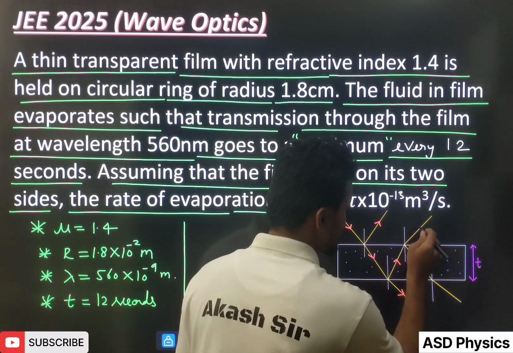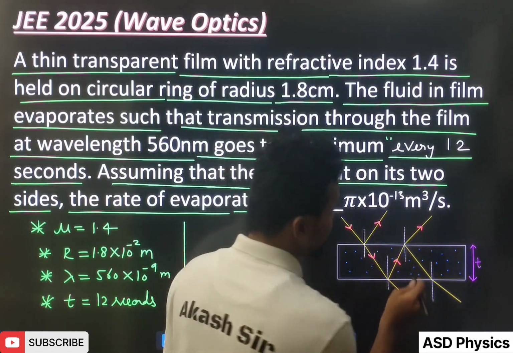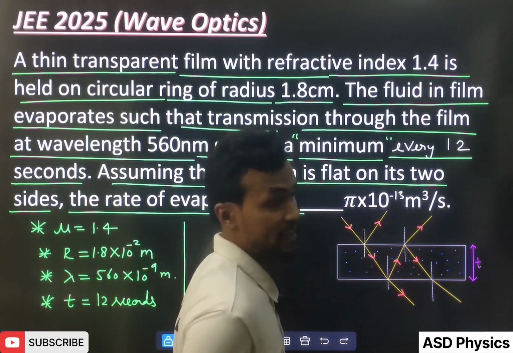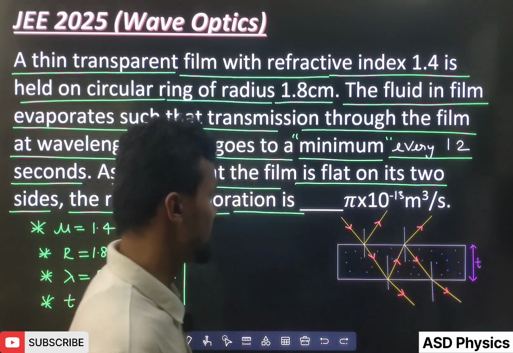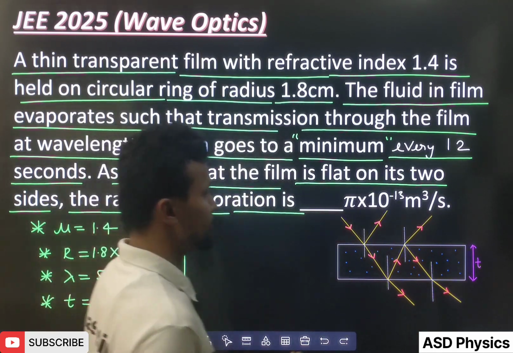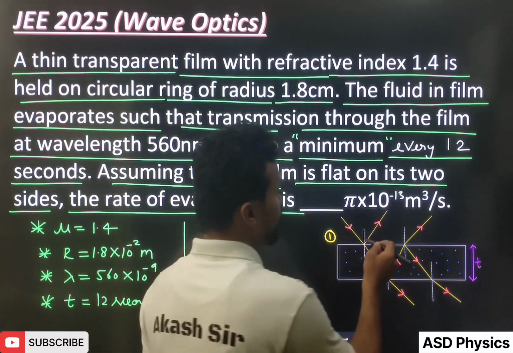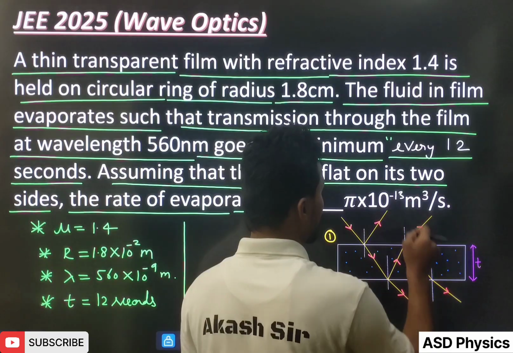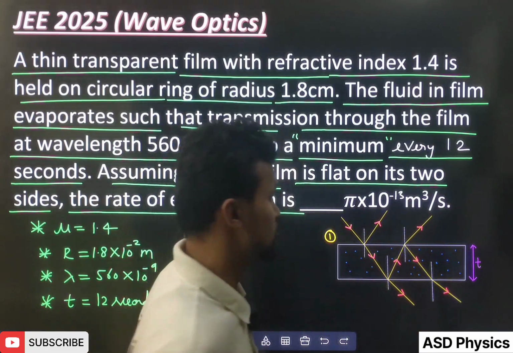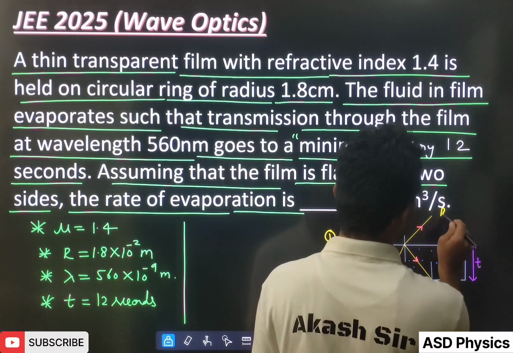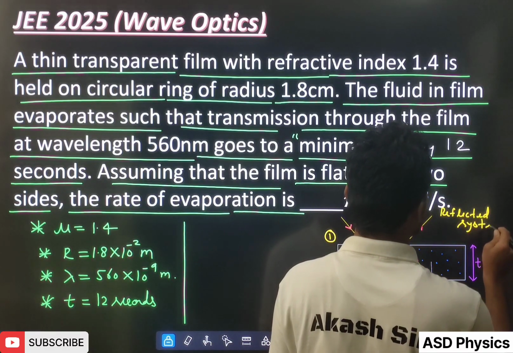Again, after reaching here, some part will be transmitted, and this part is reflected. Again, refraction or transmission will happen. So on this first surface, both these rays, whether this ray or this ray, are coming out from the first surface. So these are called the reflected rays, or we can say this is the reflected system.